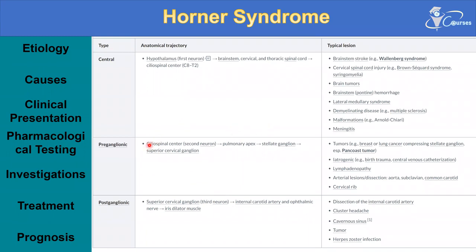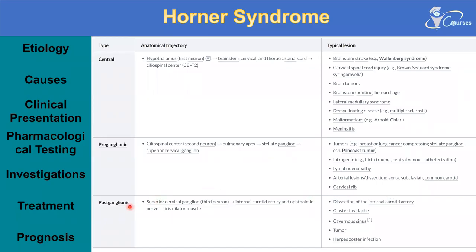Okay, so for the preganglionic, again, we are speaking about any lesion involving the sympathetic fibers as they travel from the ciliospinal center of Budge until they reach the superior cervical ganglion, which can be due to tumors or iatrogenic by birth trauma, enlarged lymph nodes, or tumors in the neck. Some arterial lesions or dissections, such as common carotid artery dissection or cervical rib.